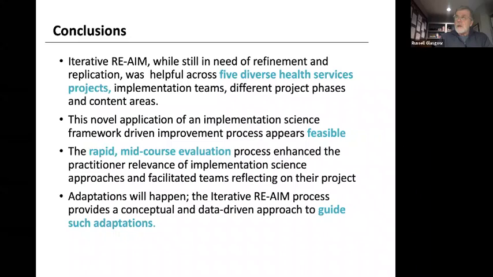Next slide. Okay, I'm going to wrap up and then just leave you with a few teasers and shameless self-promotions that Borsuk and I have here. So, although this is clearly a work in progress, we feel that it was helpful, at least across 5 pretty diverse projects, 5 different teams, 5 different content areas. It does look feasible for us. It seemed to make sense to the practitioners and the implementing staff there. And then more than anything else, whether you use iterative RE-AIM or IM Adapt or some of the other approaches that are evolving, we really feel that, again, as Borsuk said, adaptations are going to happen.